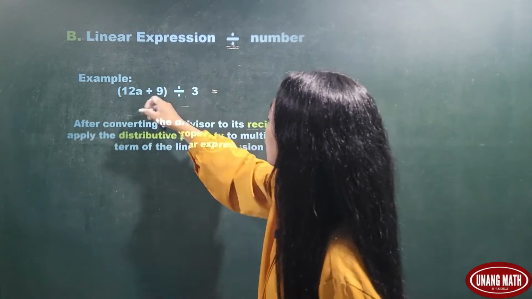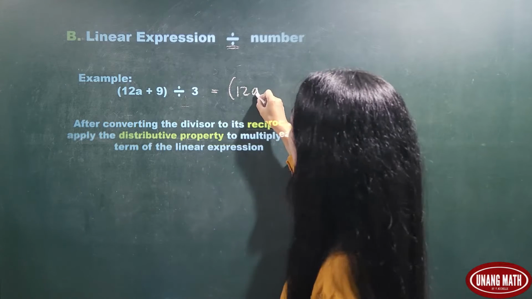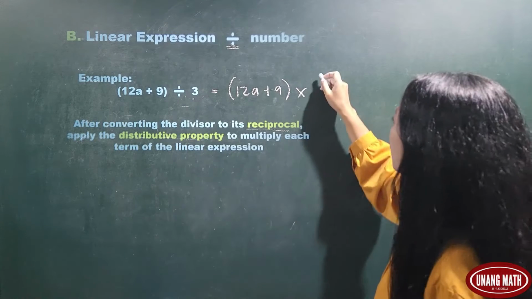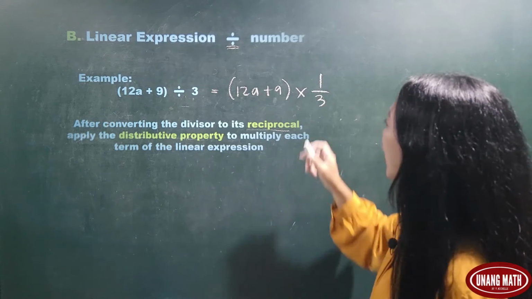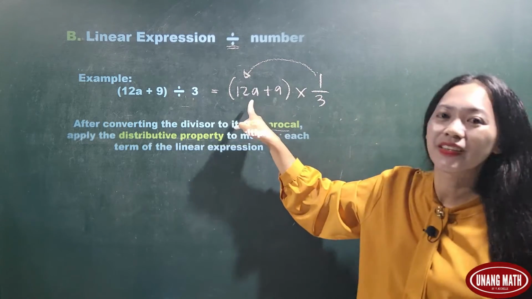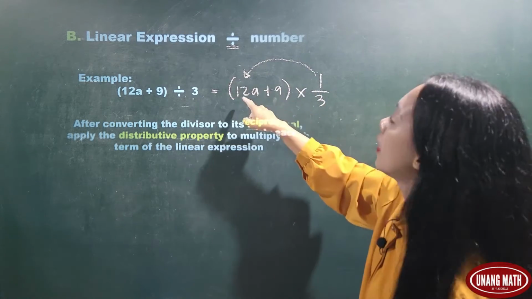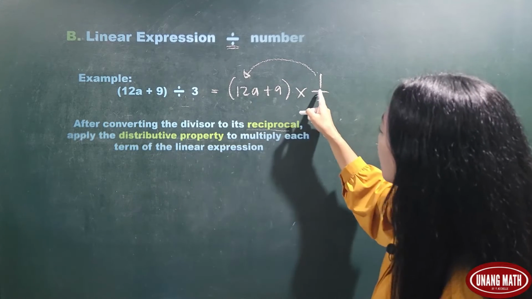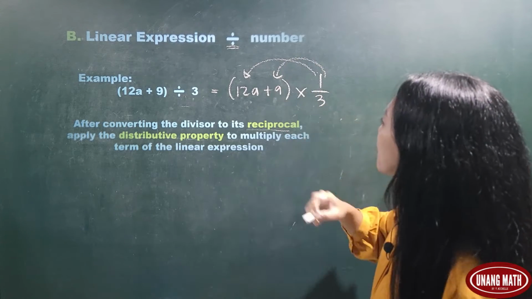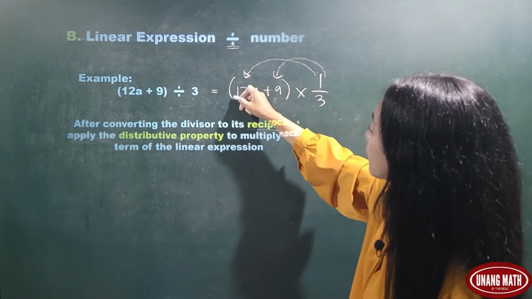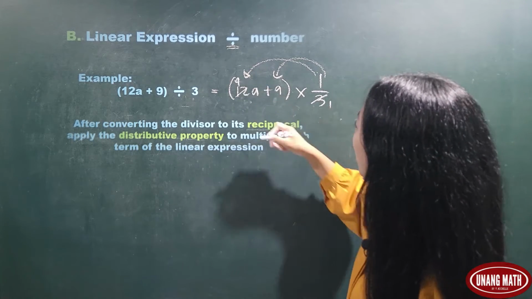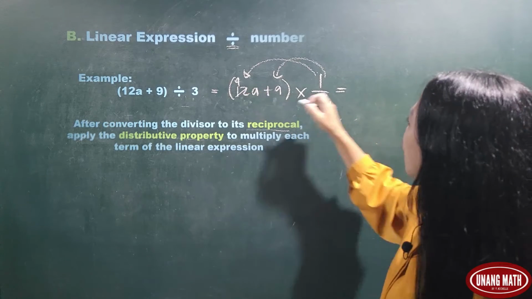Let's do it. We have here 12a plus 9 times the reciprocal of 3, which is 1 over 3. Now this 1 over 3, we need to multiply to each term inside the parentheses. So 1 over 3 times 12a, and then 1 over 3 times 9. 1 over 3 times 12 first. We can simplify, so this becomes 1, this becomes 4. So this is 4a.